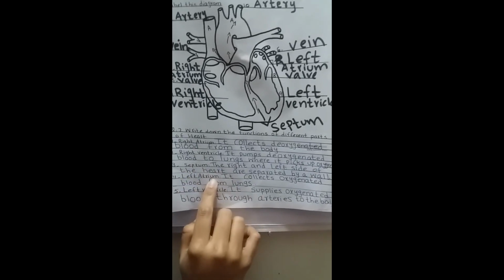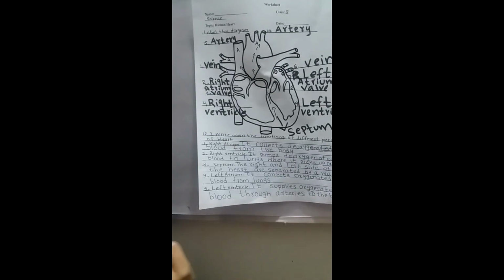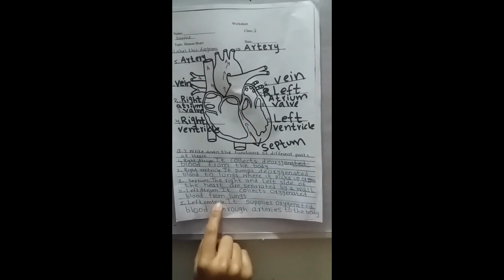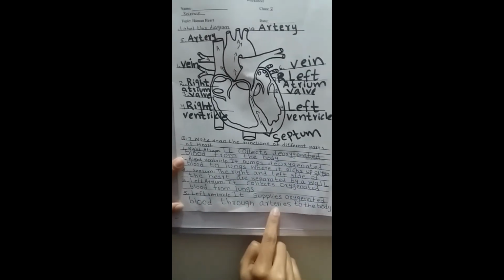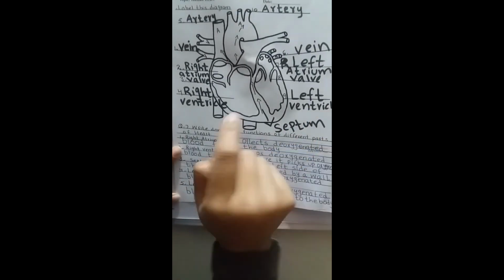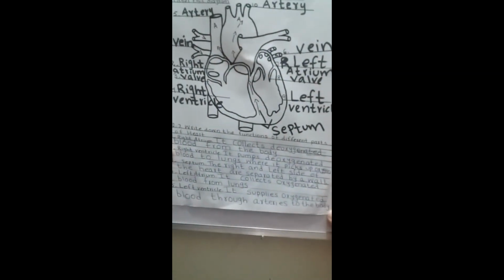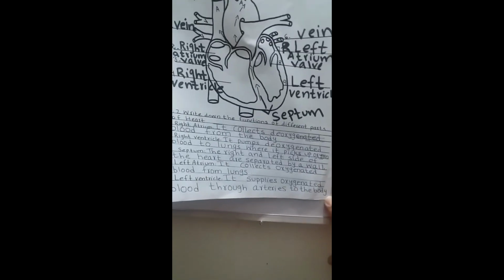Then fourth function, the left atrium, it collects oxygenated blood from lungs, through the vein. Then left ventricle, it supplies oxygenated blood through arteries to the body. Through the artery, the left ventricle supplies blood to the body. That's all. Thank you.